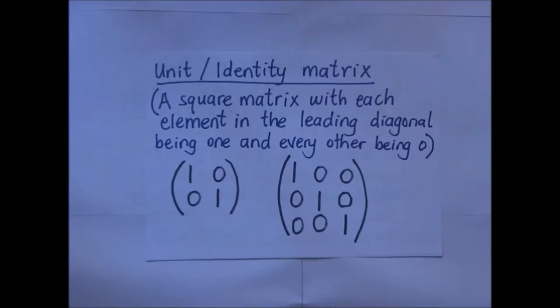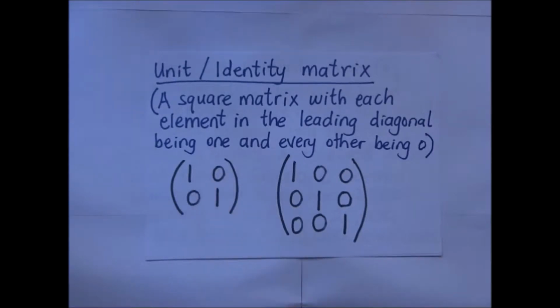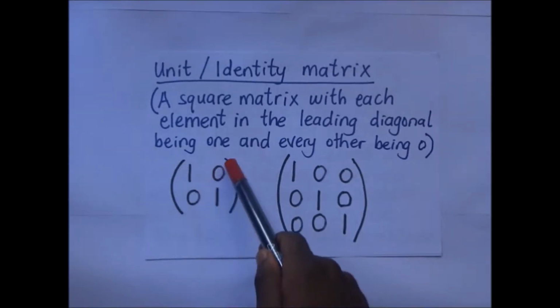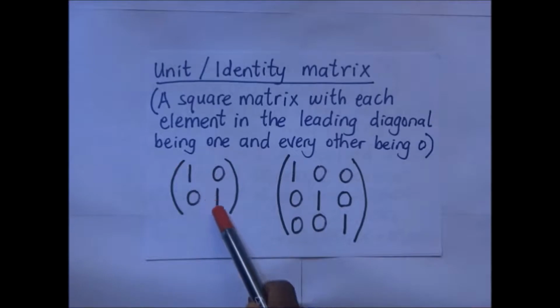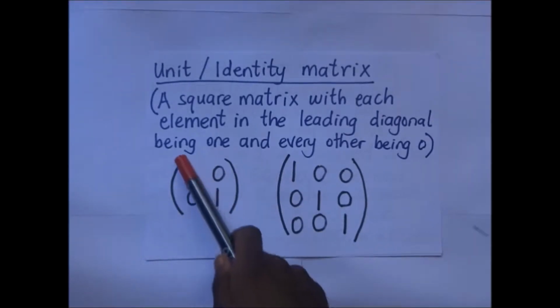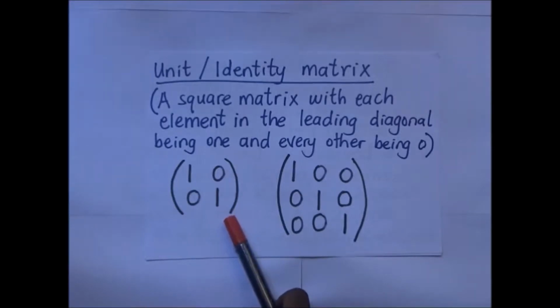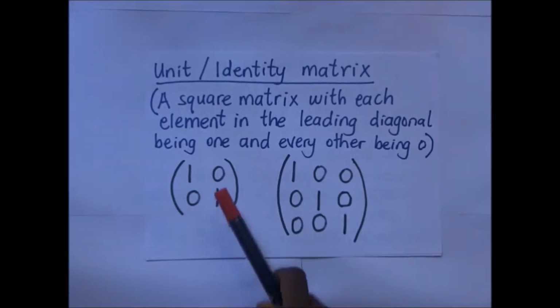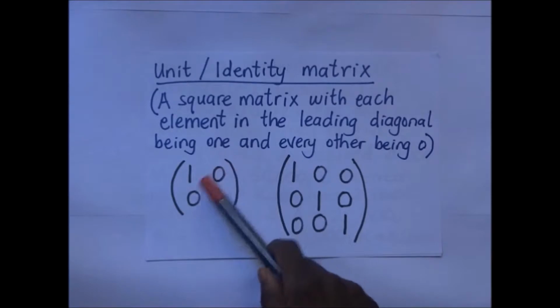Then we have what we call the identity matrix. An identity matrix is simply a matrix with the elements in its leading diagonal being 1. If you look at this, we have 2 diagonals, this diagonal and that diagonal. This diagonal is what we call the leading diagonal. And if all the elements in the leading diagonal are 1, then that is called an identity matrix. All the elements are 1 and the rest are zeros.